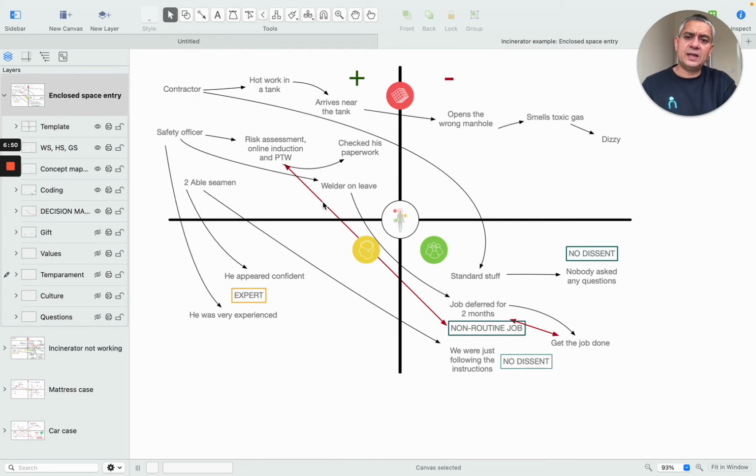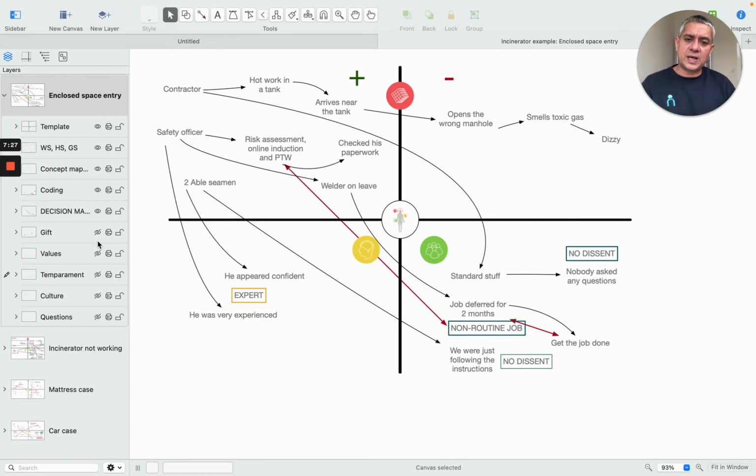The other thing we see is that the safety officer says that he carried out a risk assessment, an online induction, and the permit to work. But the question to ask is, if this is a non-routine job, is that enough? Or should you do more than just an online induction, right? So it tells us that maybe there was something more to be done rather than just an online induction. Something is not right here, that you're calling a contractor for a non-routine operation and you are just doing an online induction with that person. Something is not right here, right?